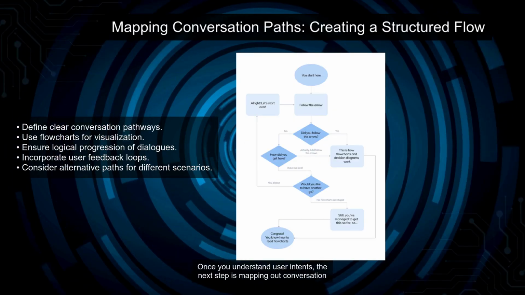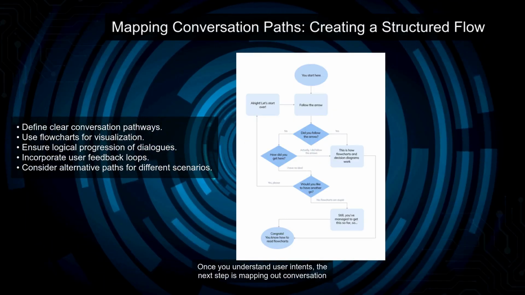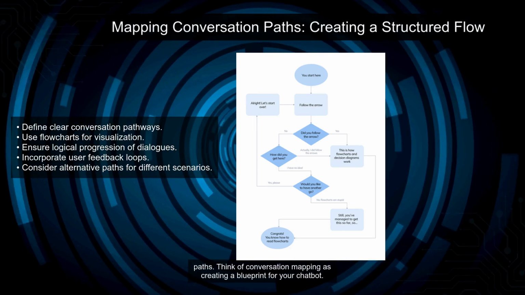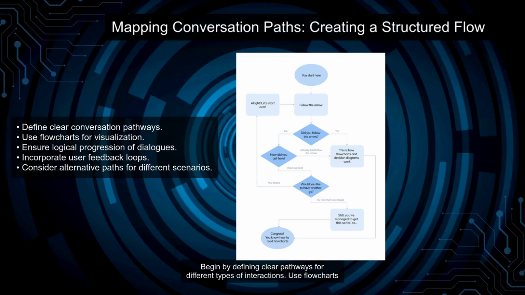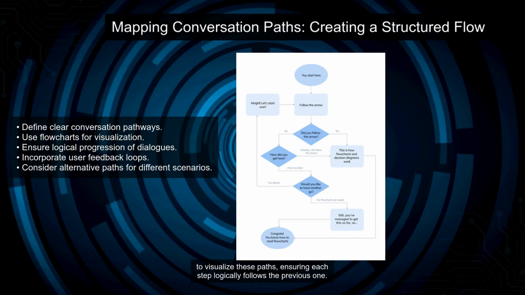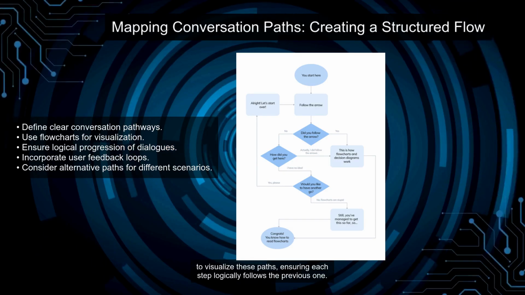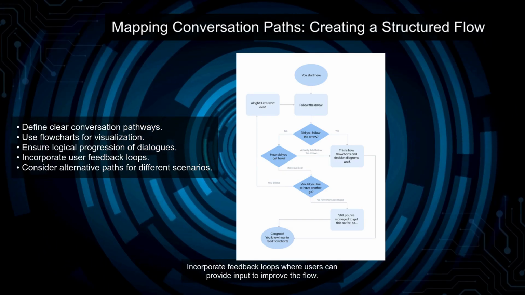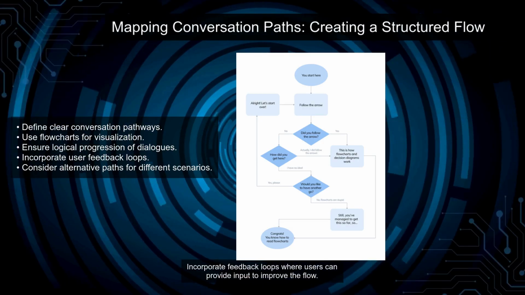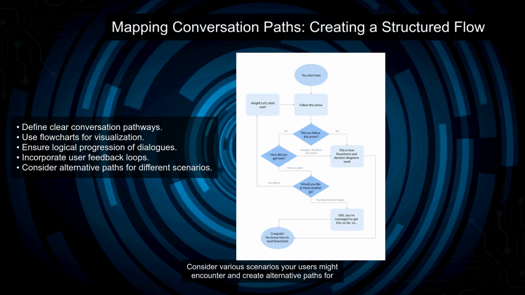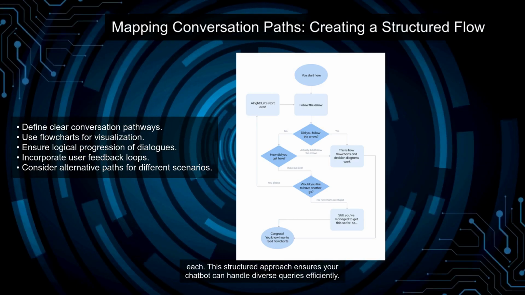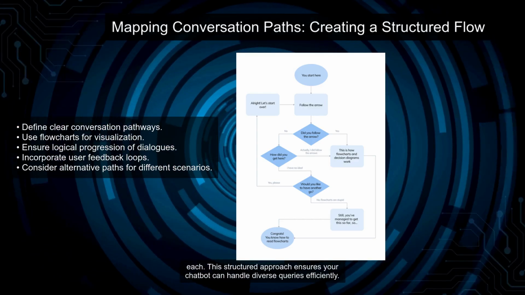Once you understand user intents, the next step is mapping out conversation paths. Think of conversation mapping as creating a blueprint for your chatbot. Begin by defining clear pathways for different types of interactions. Use flowcharts to visualize these paths, ensuring each step logically follows the previous one. Incorporate feedback loops where users can provide input to improve the flow. Consider various scenarios your users might encounter and create alternative paths for each. This structured approach ensures your chatbot can handle diverse queries efficiently.